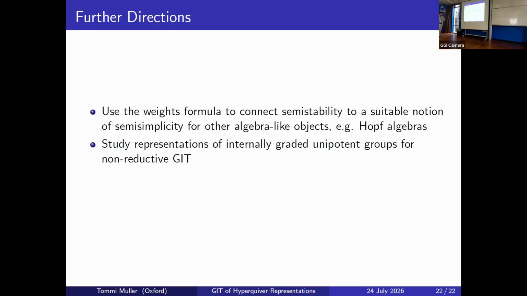And another thing one can do is ask what is this connection with Laplacians? There's this matrix L that showed up in the formula, which you can see as some sort of Laplacian of a weighted hypergraph. And so it would be interesting to know how much further the analogy goes for hyperquiver representations. And maybe you could say something else about GIT.